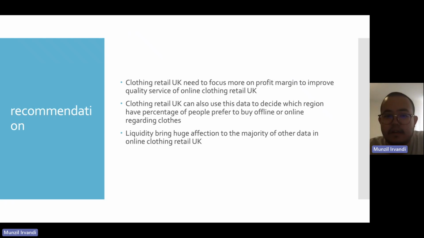the other factors. Clothing retail UK can also use this data to decide which regions have a percentage of people who prefer to buy offline or online regarding clothes. And lastly, liquidity brings a huge effect to the majority of other data in online clothing retail UK.